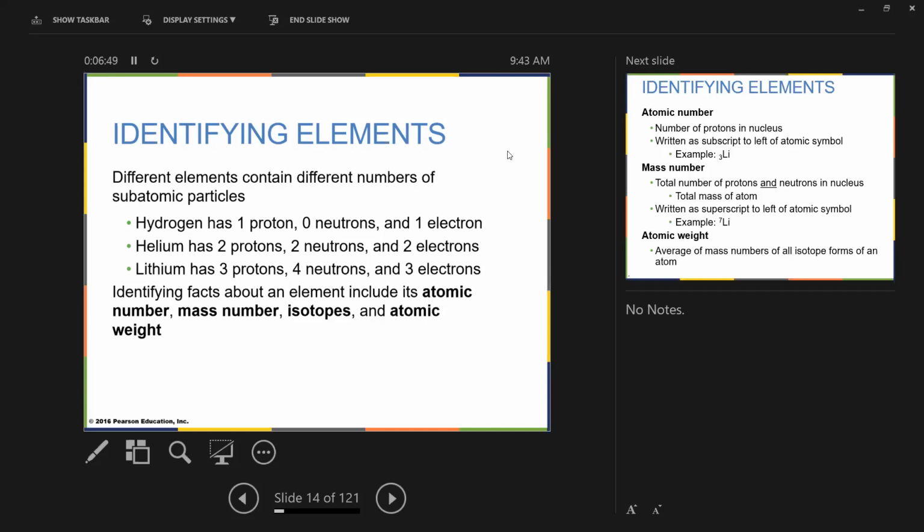the various elements that are found on the periodic table, the difference in those elements is solely based on the presence or absence or the combination of these subatomic particles. For example, hydrogen has 1 proton and 1 electron. No neutrons. Any atom that has 1 proton and 1 electron all by itself is hydrogen.